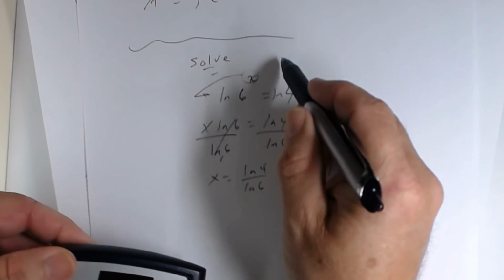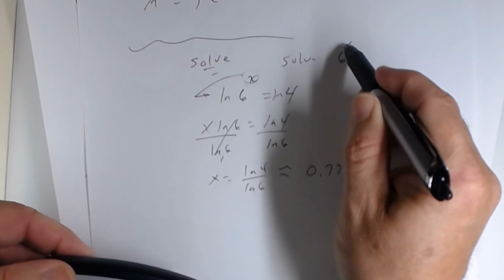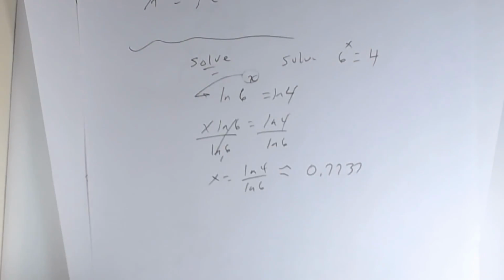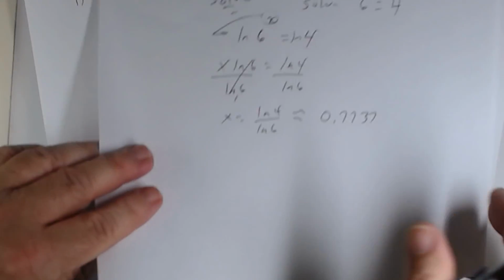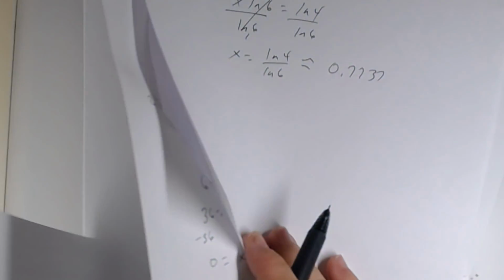Now remember, the idea was to solve this equation. The original was 6 to the x equals 4. Now listen carefully to this. It's not going to be that difficult as long as you remember what we just did. Watch. This is on your final.